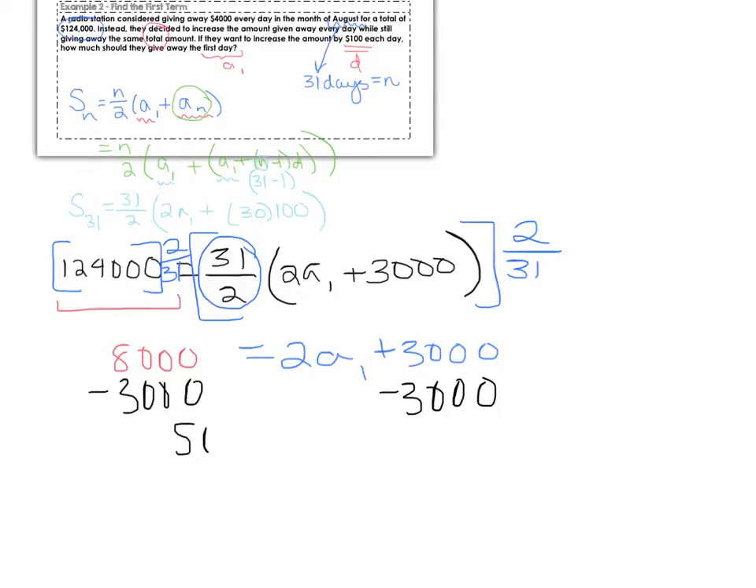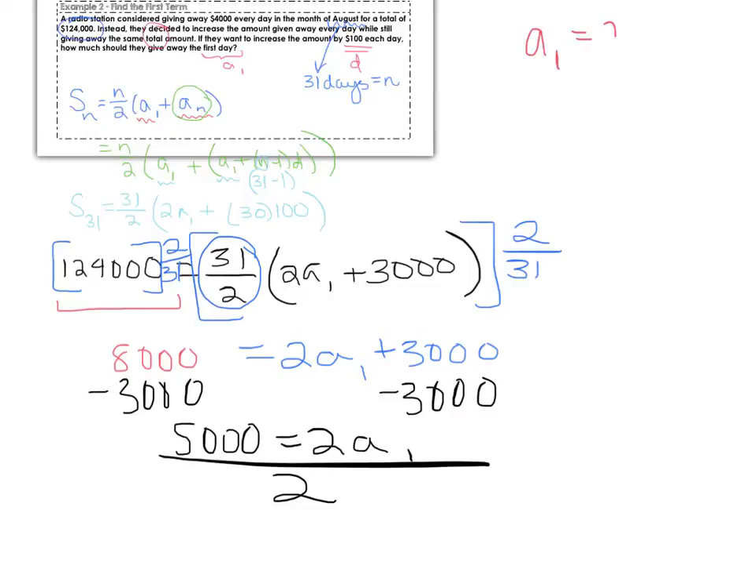That's going to get me 5,000 is equal to 2 times A1. Now we just need to divide. So then we find out that our A1 is going to be equal to 2,500. And that was all the question was asking for. But it was asking for a dollar amount, so I'm going to be accurate and give a dollar sign.